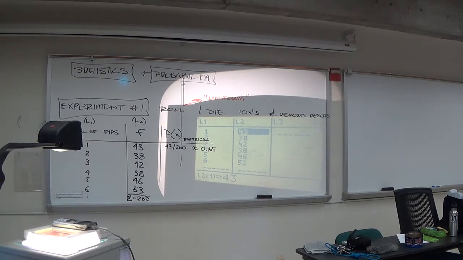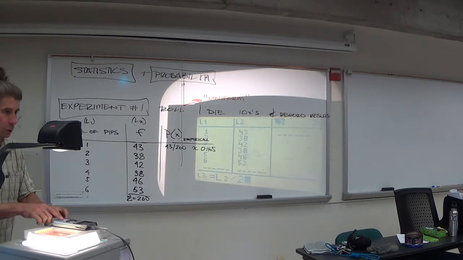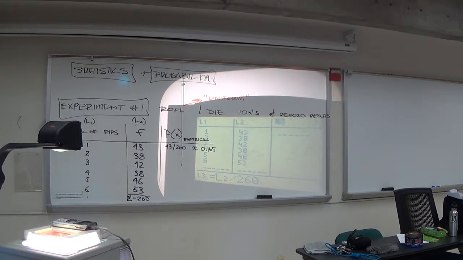with me so far? Put your blinker on top of L3. With me so far? Now type this. Second 2, divide by 260. What this will do when you press enter is it will divide every number in L2 by 260.